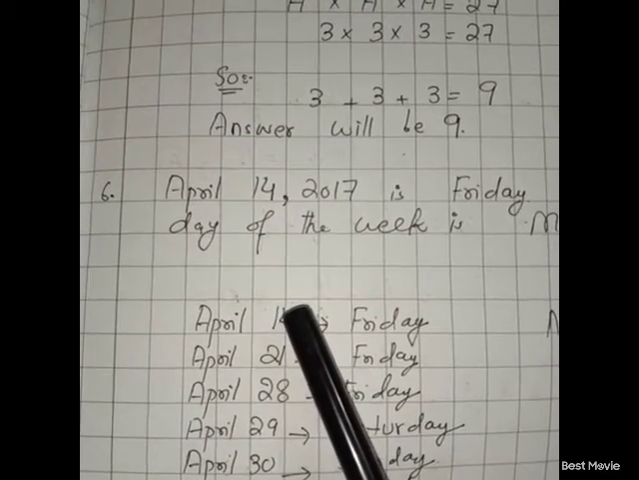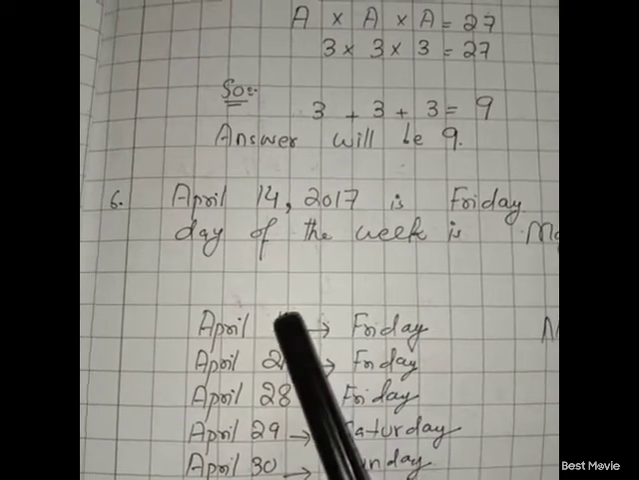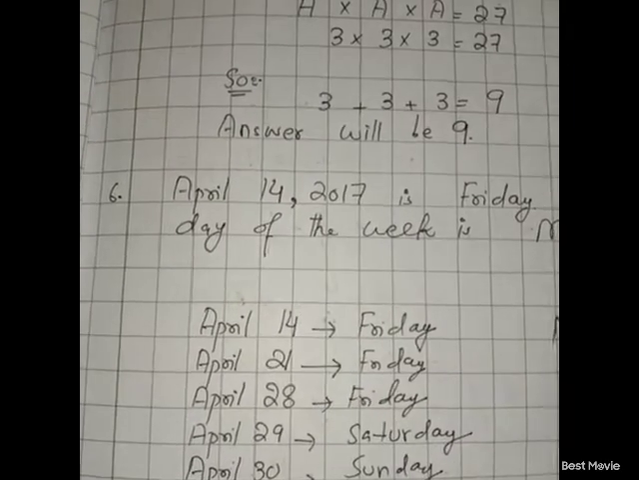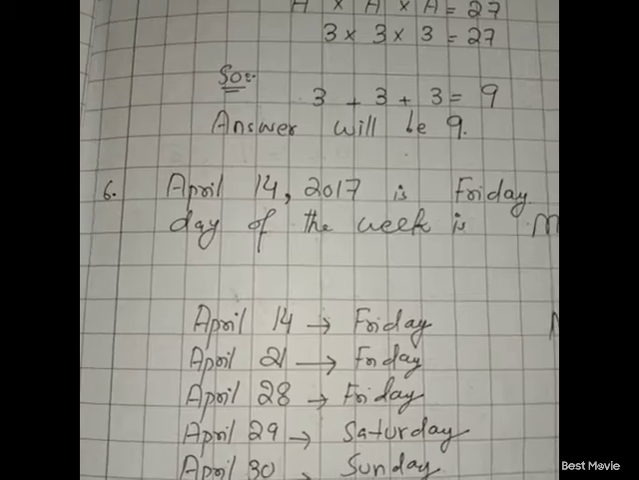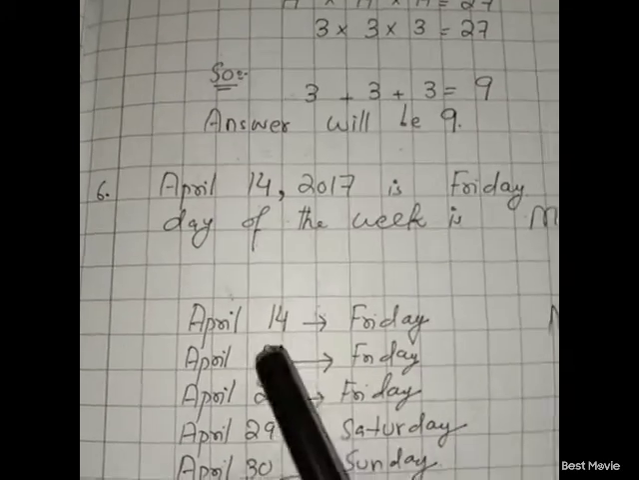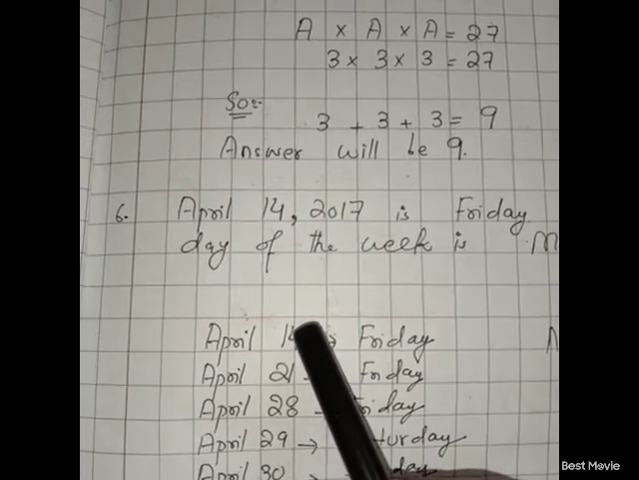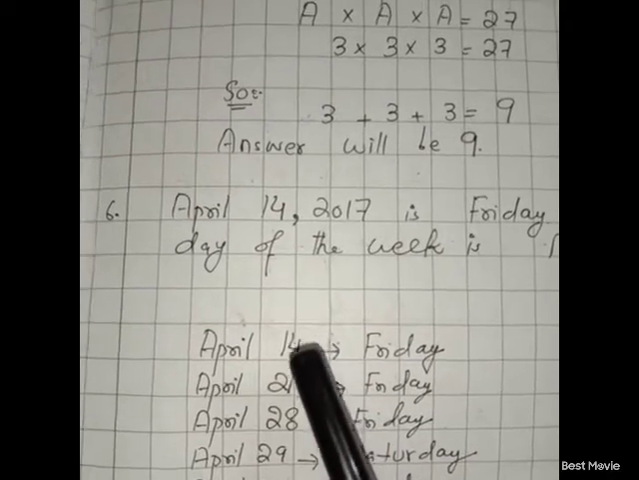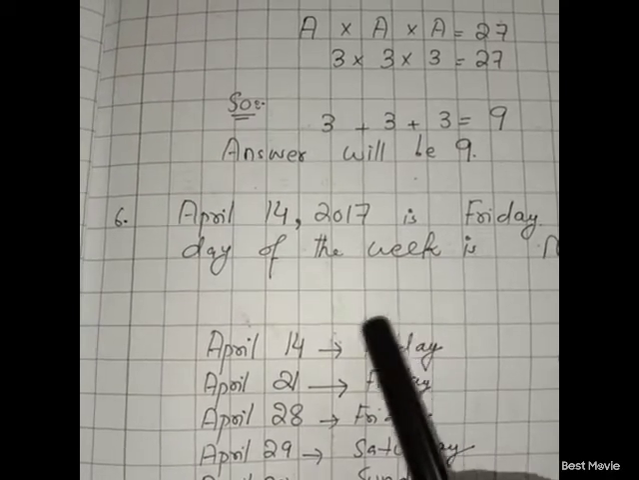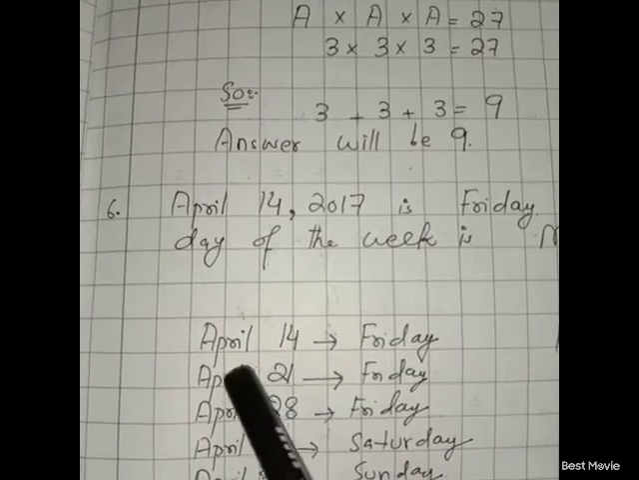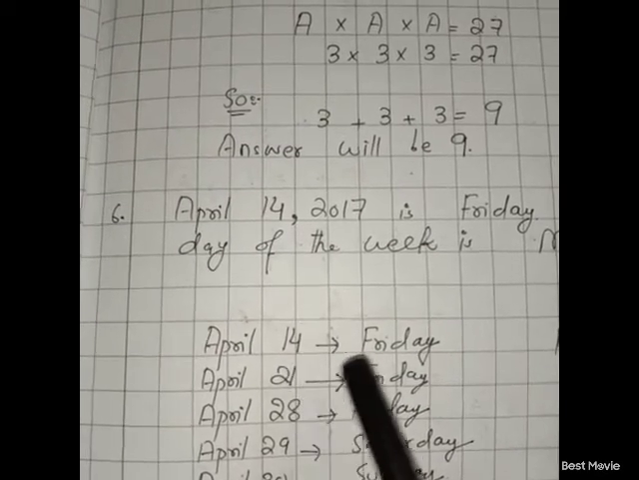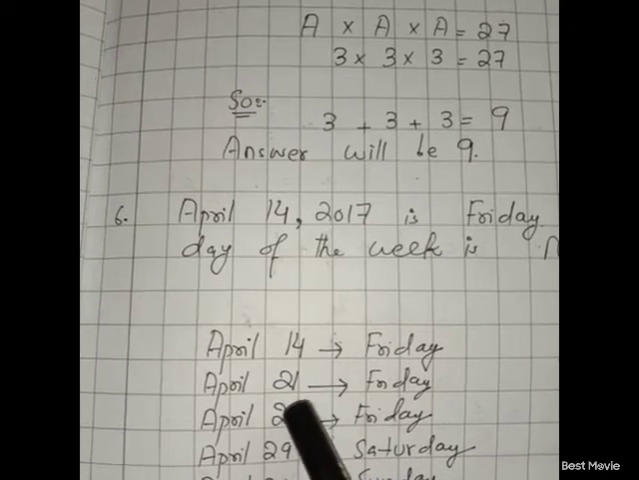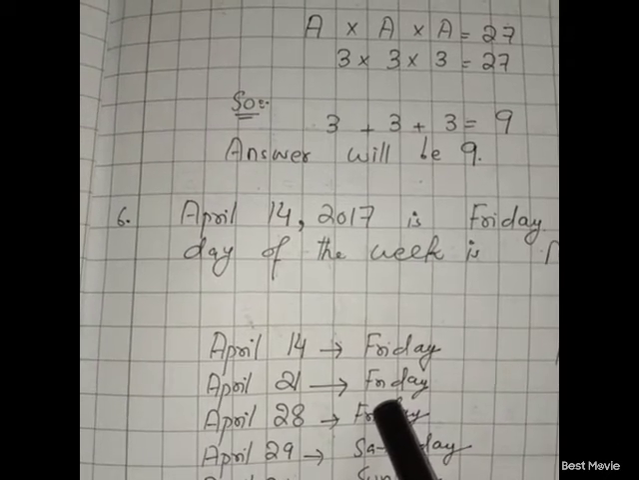the days are divided into groups of 7. Every day will be repeated on the same date after 7 days. So April 14 is Friday. Adding 7 days, it will be April 21, and April 21 will also be Friday. Similarly, again we will add 7 days, so April 28 will also be Friday.